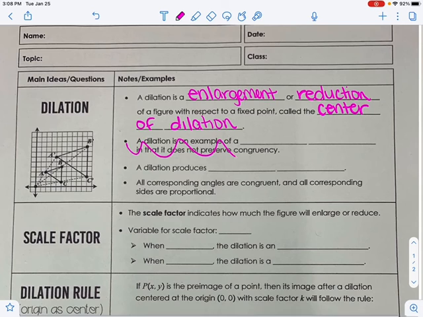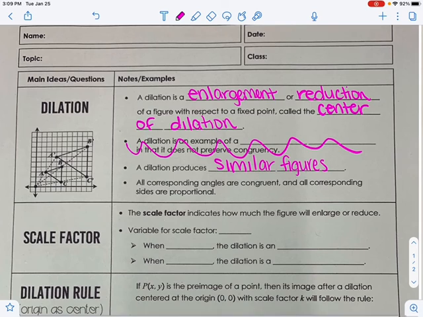I'm going to have you cross out that third bullet point because it is not important for us. What I do need you to remember is that dilation does produce similar figures, so they're not congruent, but they are similar. And when I'm saying they're similar figures, that means we have corresponding angles that are the same. So like if it's angle A and then angle A prime, they will have the same measurements. And all the sides will be proportional to each other. And we'll get into that in a little bit.